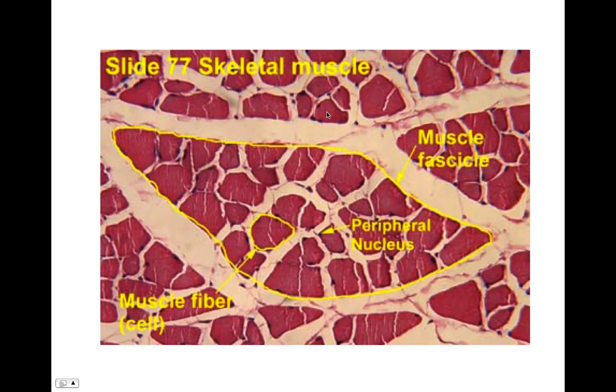Here's another one, skeletal muscle. Here is a muscle fascicle outlined. What kind of connective tissue is forming a muscle fascicle? Perimysium. Here are the individual muscle fibers. Here is a nucleus. So kind of starting to see it. Perimysium, and it's forming a fascicle. So this whole thing is a fascicle. Muscle fibers, endomysium.